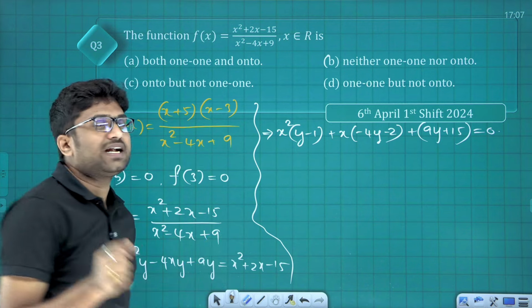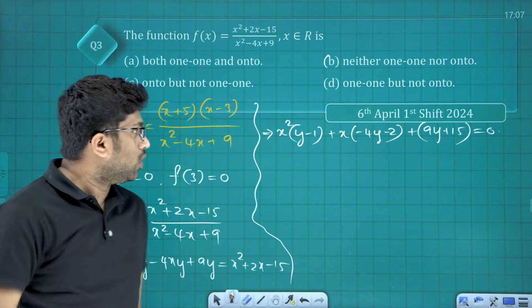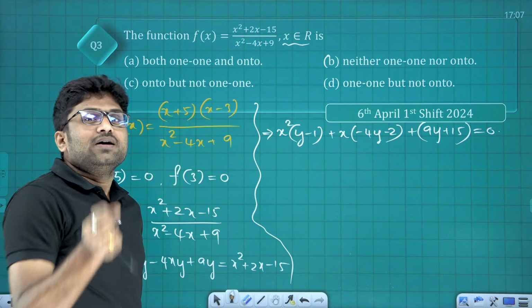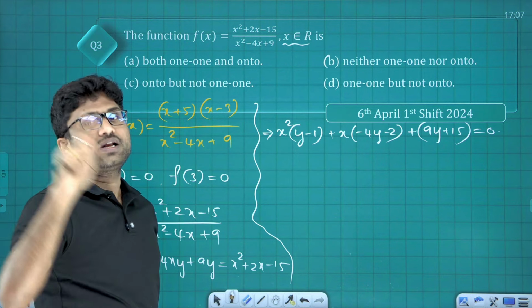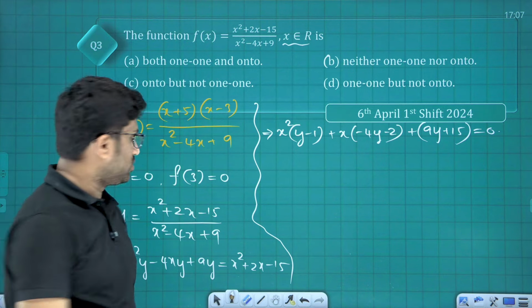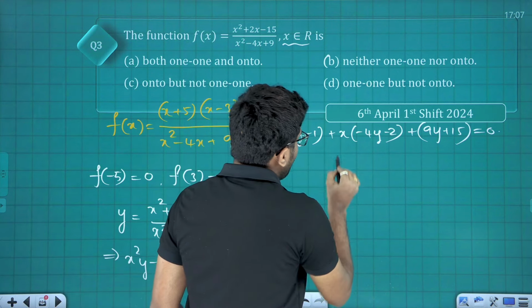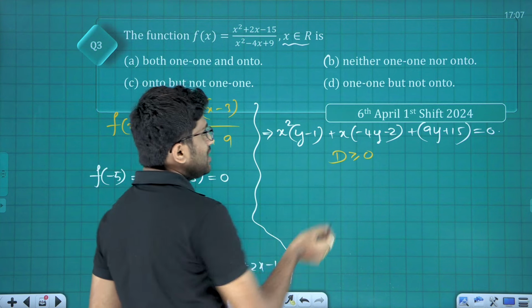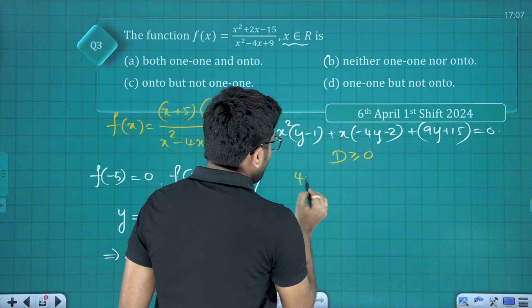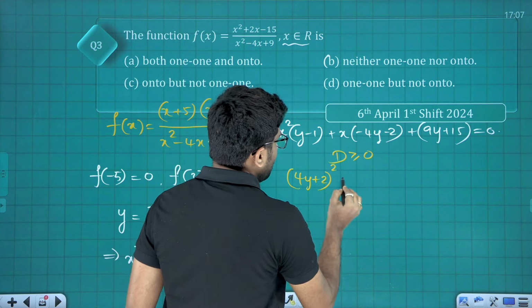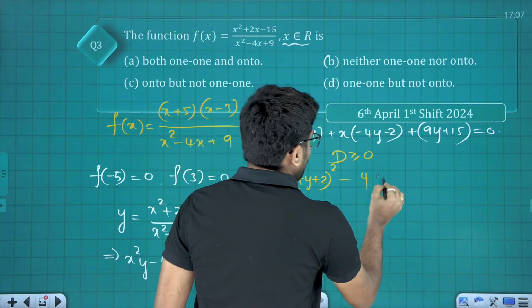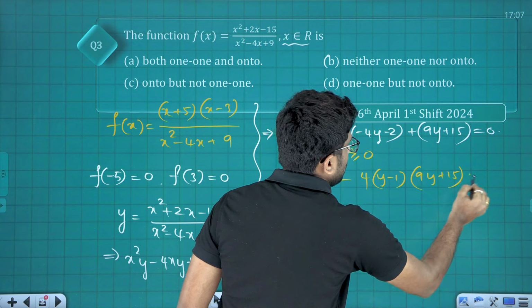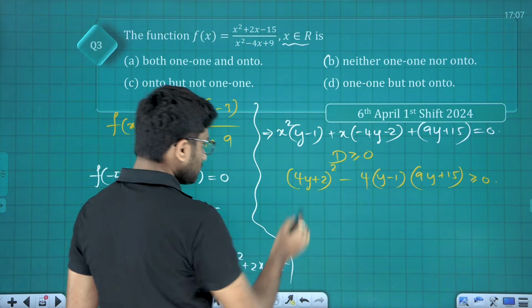Now as it is a quadratic equation in only x, and they have given x belongs to capital R, that means roots will be for sure real. So the discriminant of this equation is always greater than or equal to 0. What is discriminant? b square minus 4ac, that is (4y plus 2) whole square minus 4 times (y minus 1) into (9y plus 15). For sure it will be greater than or equal to 0.